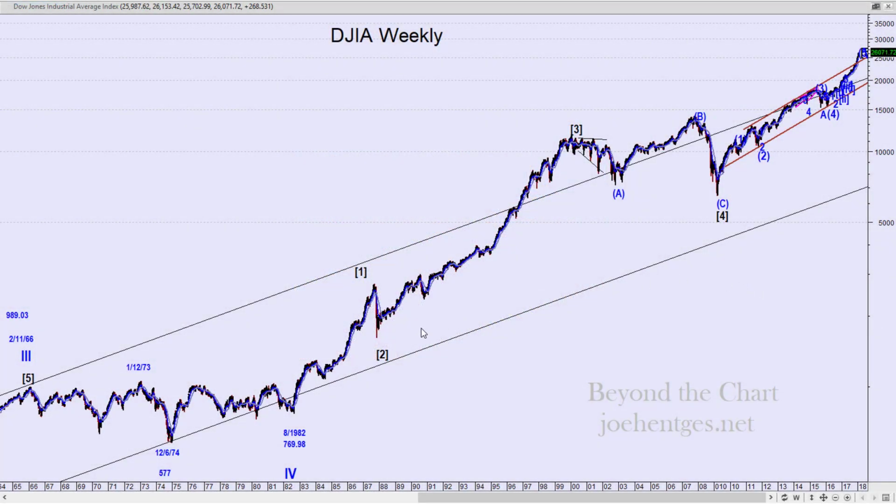Okay, the first thing we're going to talk about here is this last cycle wave 5. I believe that we are in cycle wave 5, which started in August of 1982, and that's what's going on right now. We had primary wave 1, the 1987 crash was primary wave 2, and then the whole move into the January 2000 high was primary wave 3. Then we had this expanded flat that ended in March of 2009, and we are in the 5th wave here since March of 2009.